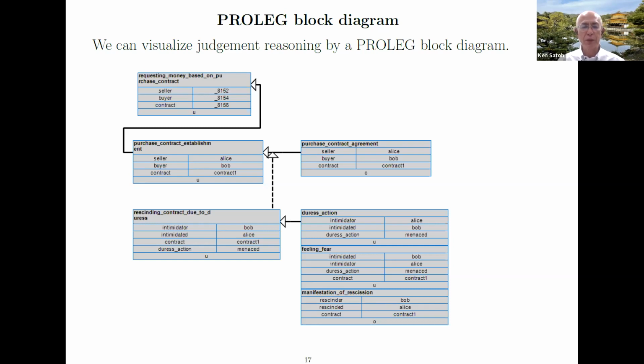And so in this case, the solid line from the left hand uppermost box expresses one rule, which is the head and body. And purchase contract establishment and purchase contract agreement here is another rule. And this dotted line shows the exception of this rule. So in this case, if this is true, then even if this part, the body of the conclusion, is true, this becomes false. So that kind of thing can be represented in the PROLEG diagram, so that we can understand the reasoning process about judgment.